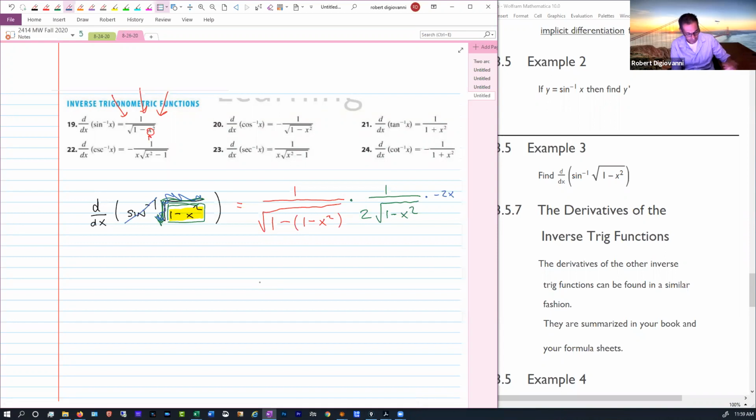Okay, clean it up. Let's do this first. So that's going to be 1 over the square root. Those ones cancel, don't they? It's 1 minus 1 plus x squared. That's what winds up happening. And then I have times, and then over here, these 2's cancel. And I have just a negative x on top, and on the bottom I have the square root of 1 minus x squared.